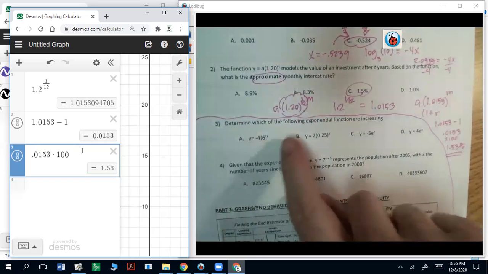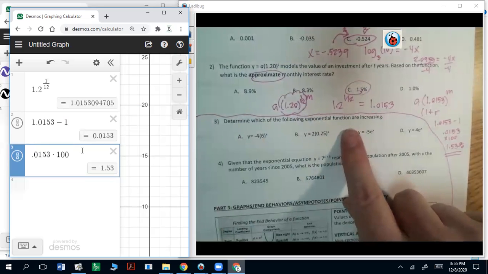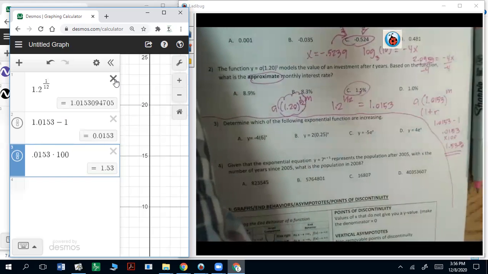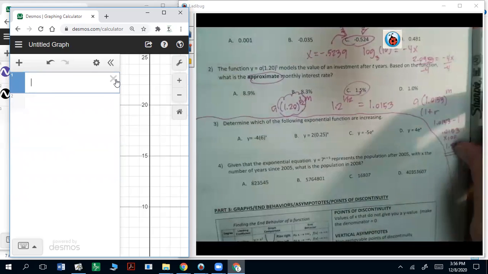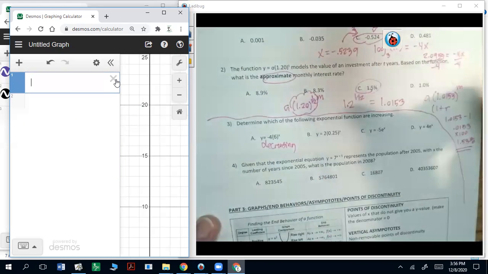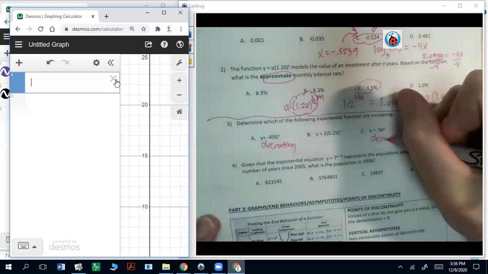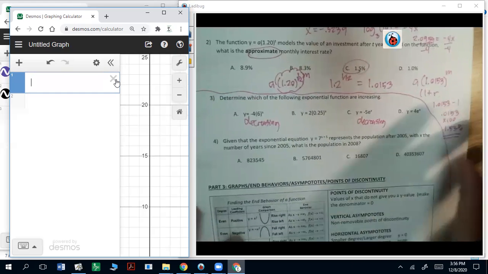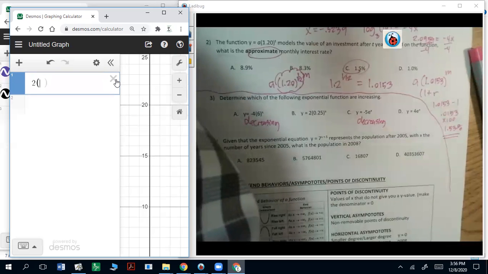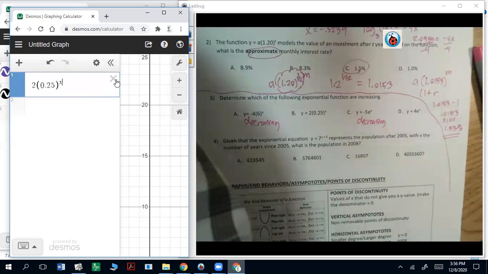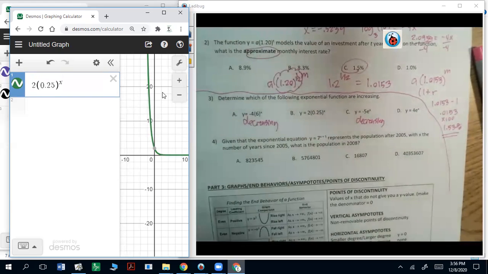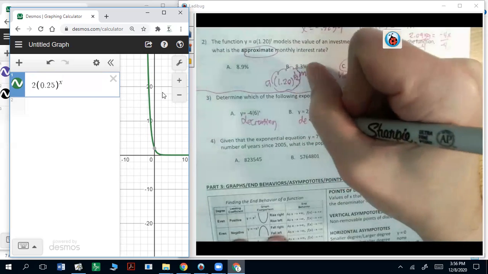Okay, number 3, determine which of the following exponential functions are increasing. So we have a few of them here. If they start with a negative, it's going to be decreasing. So that's decreasing, that's decreasing. That makes it easy. So which one of these are increasing? Well, let's check them out. So we have 2 parentheses 0.25 to the x power. That's decay. So that's decay, that's going down.